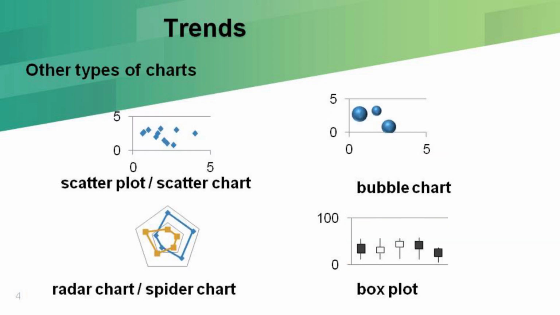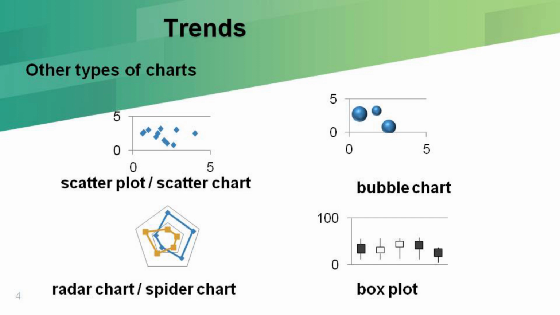A scatter plot or a scatter chart. It uses dots to represent the values. Bubble chart. A bubble chart is a variation of a scatter chart. It is often used to describe social or economic relationships. It's very easy to remember. It contains those bubbles.